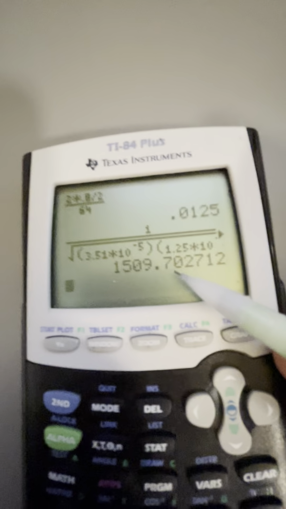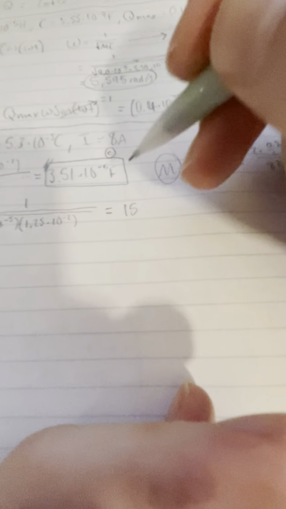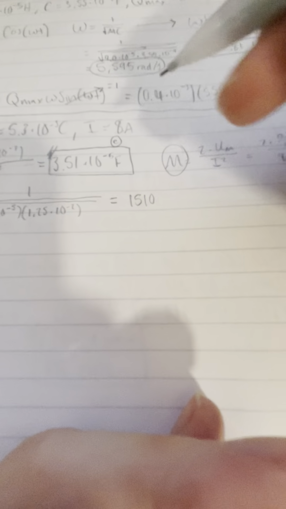Get 1509.7. Let's just do 15.10. Not 15.10, sorry, 1510. And that's radians per second. Part G done.